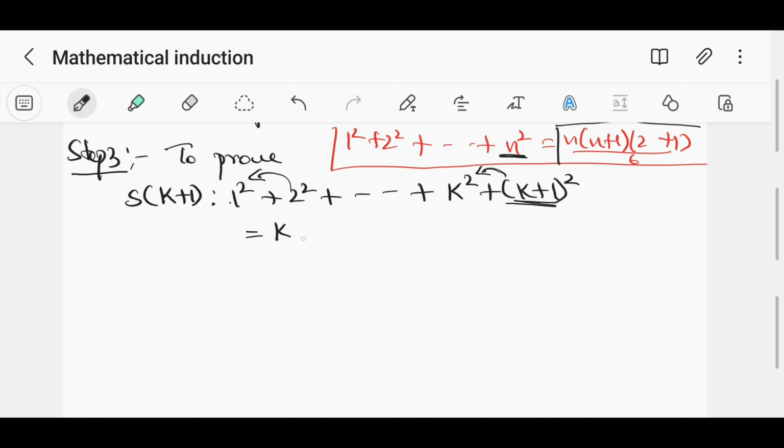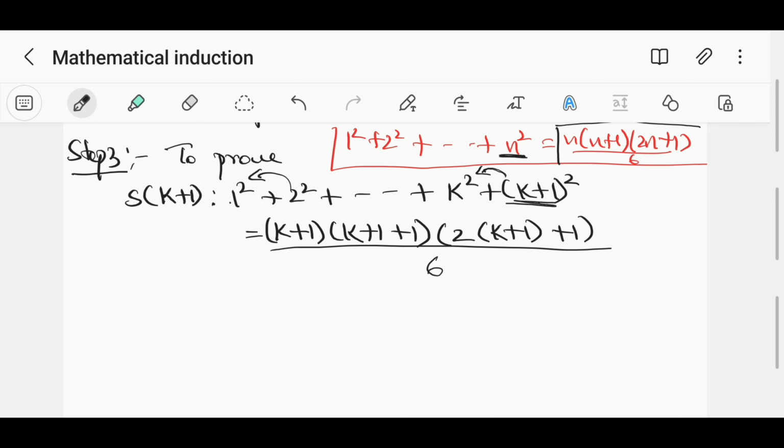So what do you get? (k+1)(k+1+1)(2(k+1)+1) whole divided by 6. So here, this statement has to be proved. Fine. But what do we take?